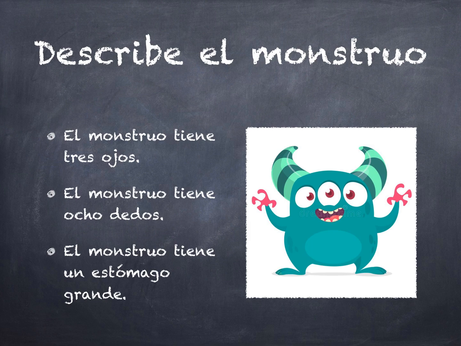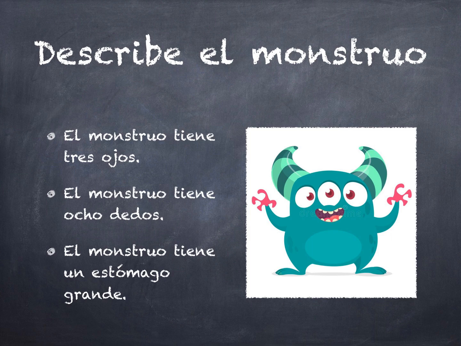So the first one said, El monstruo, that's the word for monster, tiene, we know that that means has, 3 ojos, he has 3 eyes. My second sentence says, El monstruo tiene 8 dedos. Again, dedos is the word for fingers, and he has 8 dedos. And finally, I had el monstruo tiene un estómago grande. So this monster, he has a big stomach, and I wrote that in there as well.